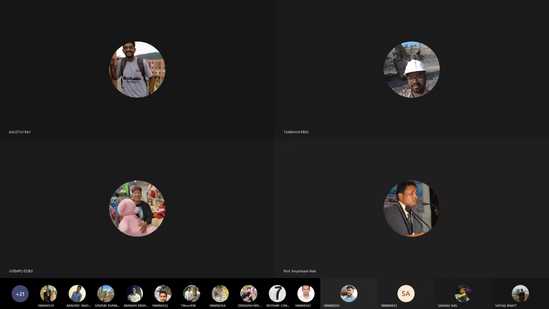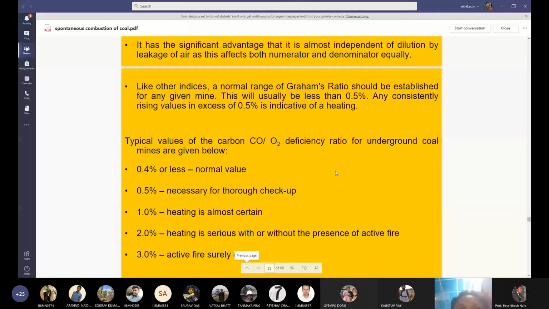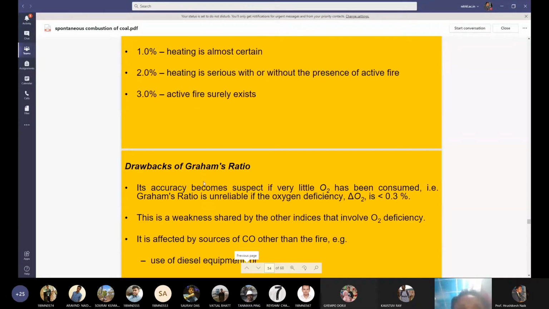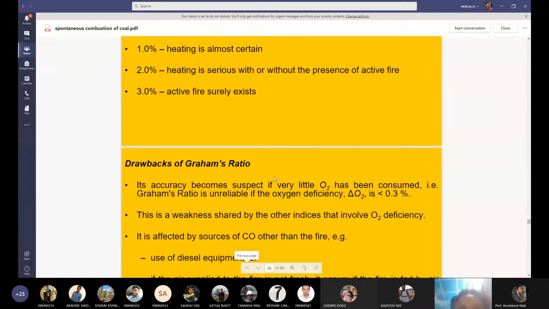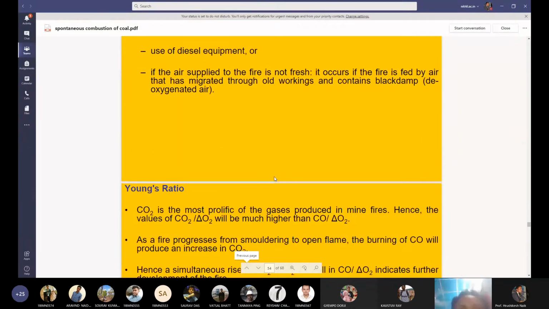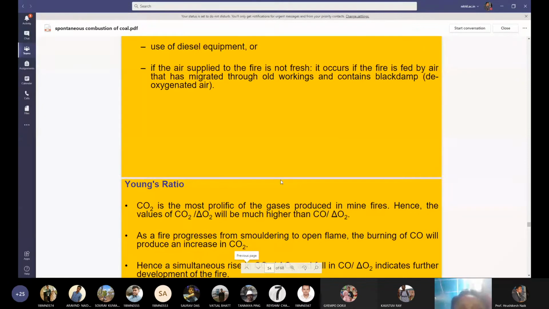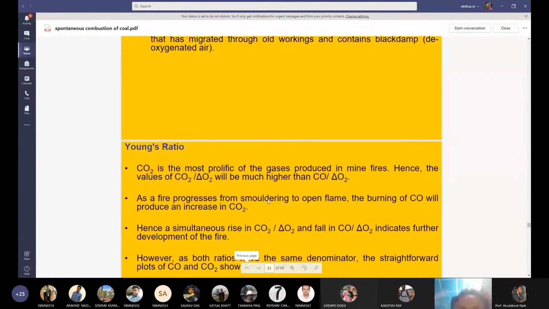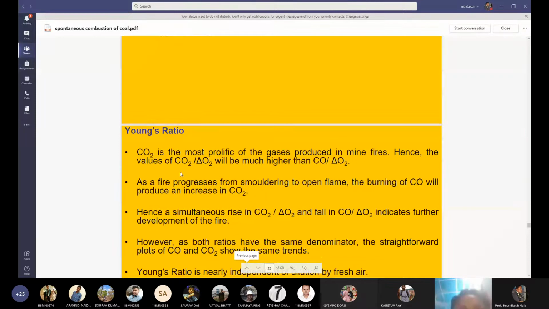We have discussed the different ratios, like the carbon to oxygen deficiency ratio and the different types of Graham's ratios to know about fire in the coal mines. Also, we have discussed Young's ratio. This Young's ratio is nothing but the carbon dioxide by oxygen deficiency ratio.